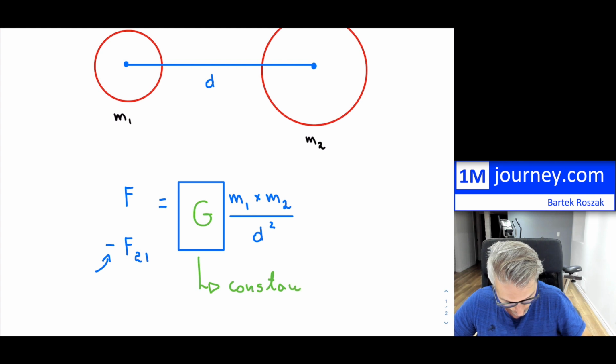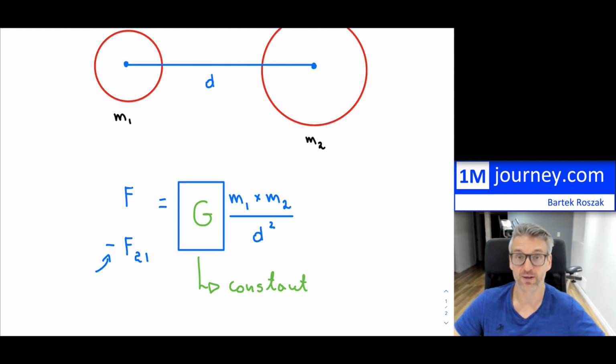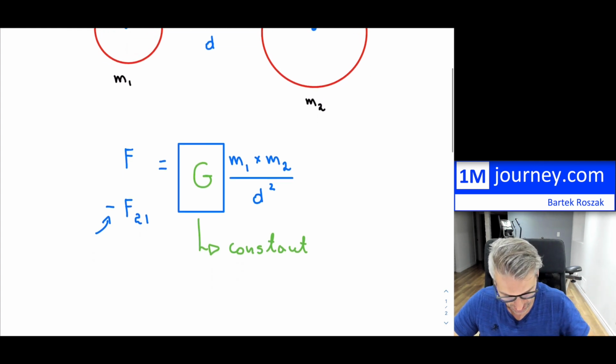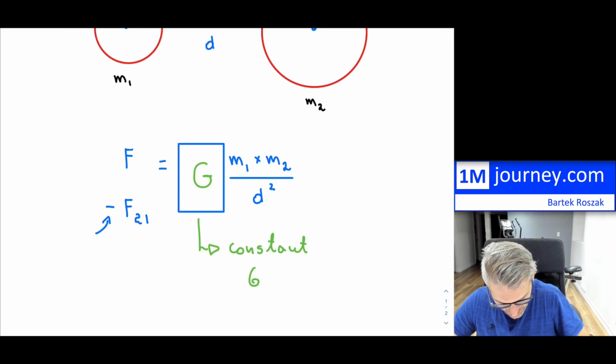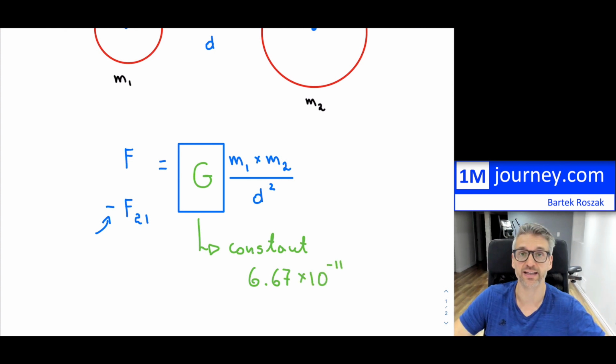So no matter what two masses you're dealing with, that constant is the same, and this has been shown through experimentation. And it is equal to 6.67 times 10 to the negative 11. So this is where our scientific notation comes into play. So it's a very tiny constant.